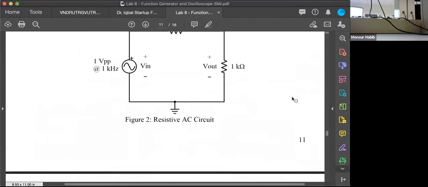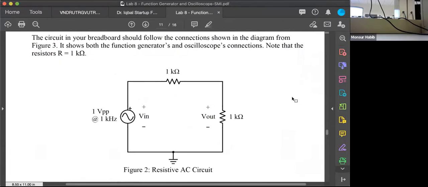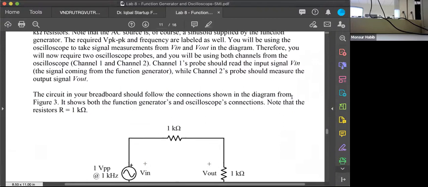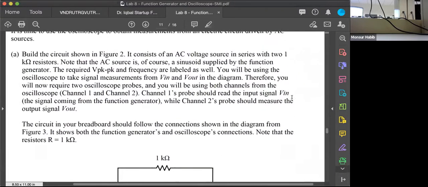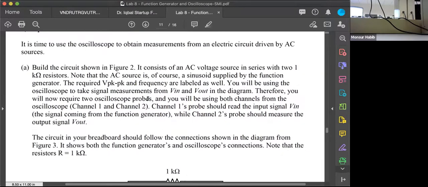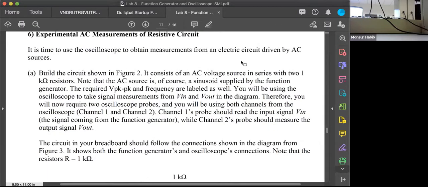All right, so the circuit may look complex, but you have to just follow your grounds. It makes it very easy to input the signal, very easy to read the signal, right? So essentially, it's just taking you through the same thing, that we will use resistors. AC component is the sinusoidal wave applied, and two probes, both channels.